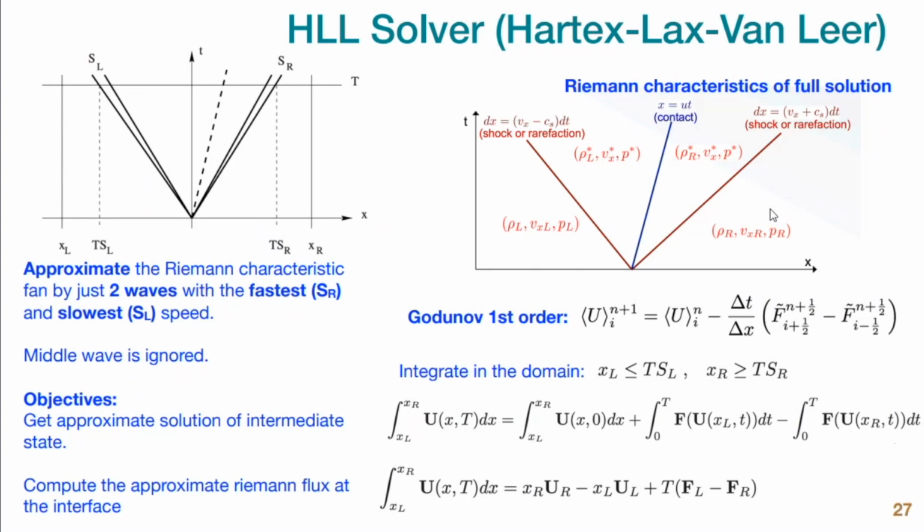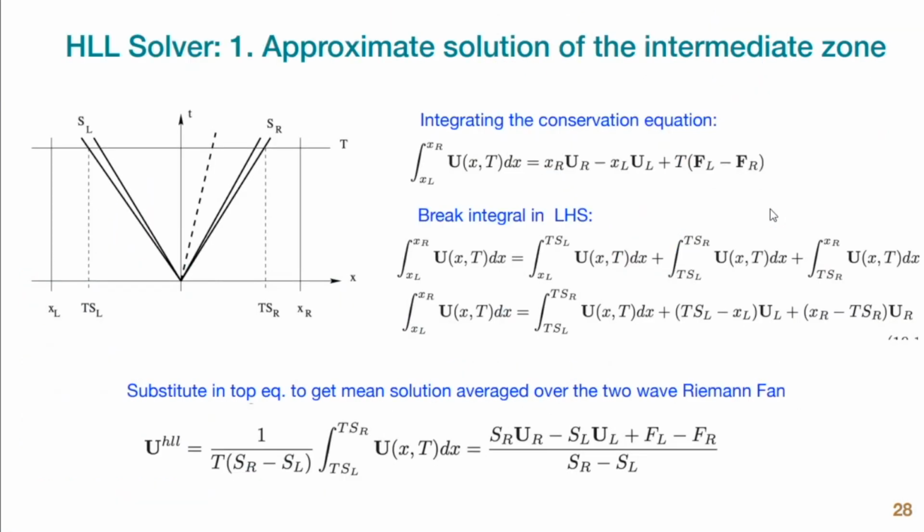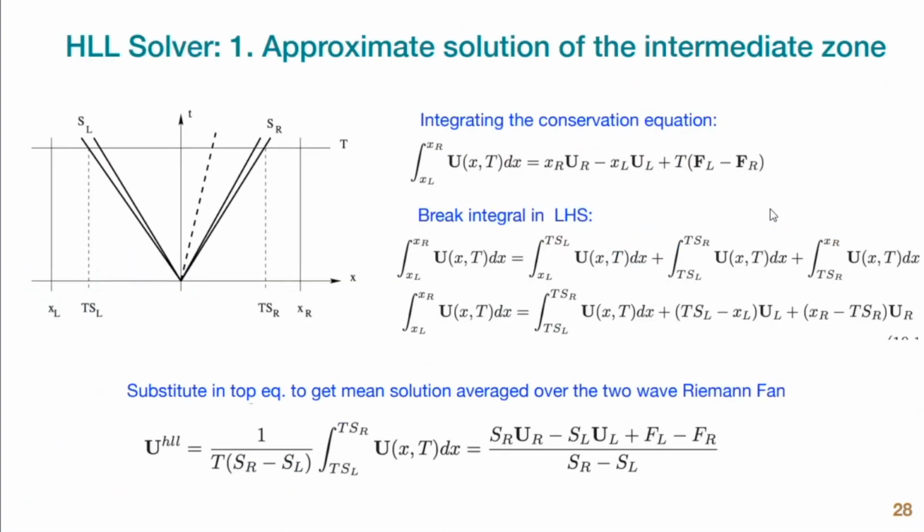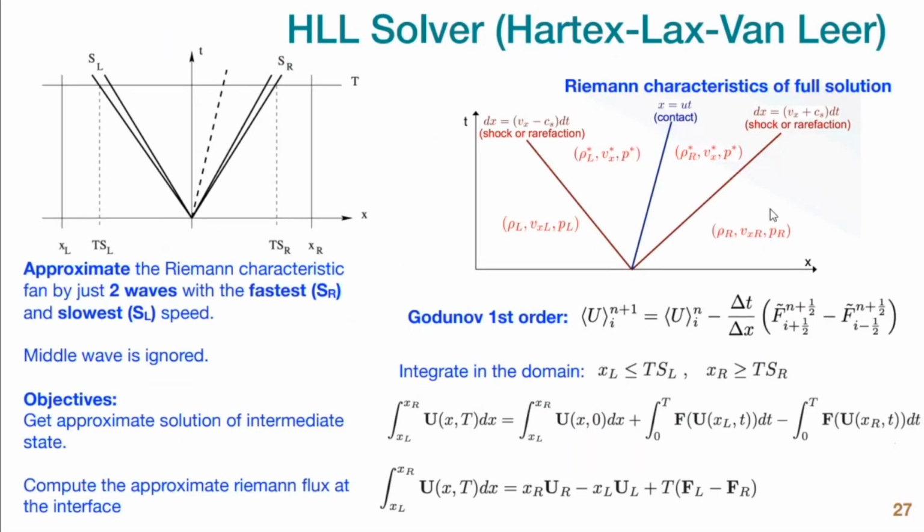Okay, so again for the Riemann fan, what we do is we just have a slow speed and a fast speed. These are more mathematical details. Maybe I should briefly skip over them because you can just follow the algebra here. But the basic steps are, you start off with the Godunov first order scheme, you integrate the value here, the u(x), the fluid quantity that you have between xL and xR, the left state and right state.